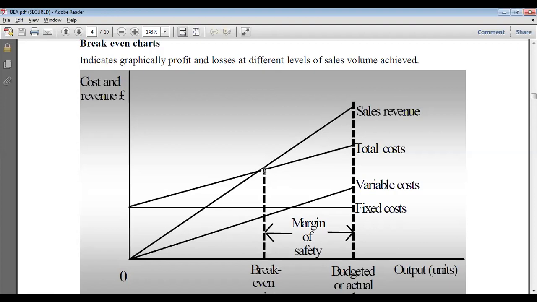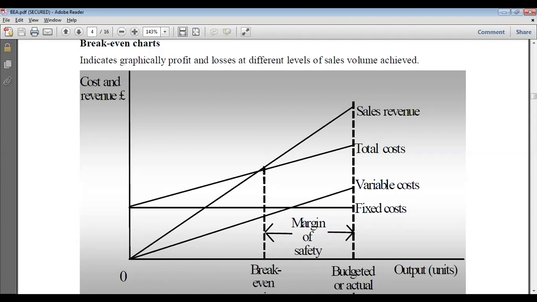Now the point of intersection, the cross section of the two lines, is known as the break-even point. This break-even point will basically tell us how many products are to be produced in order not to suffer any losses and not to incur any profits. So this is the number of parts. This is the safe number of parts that are produced for not incurring any losses.